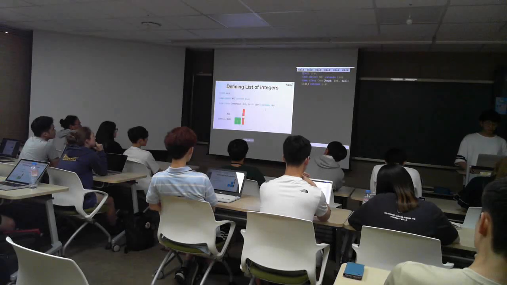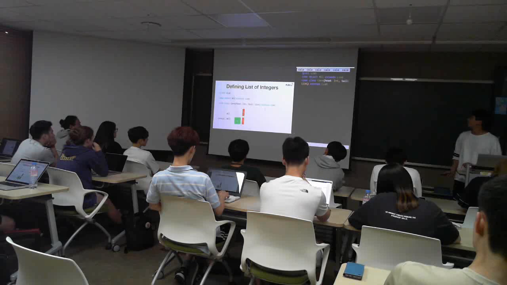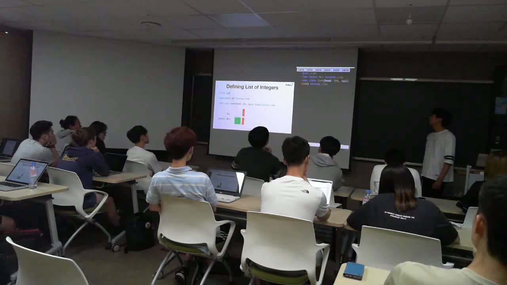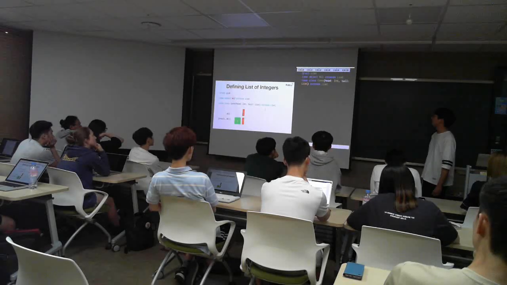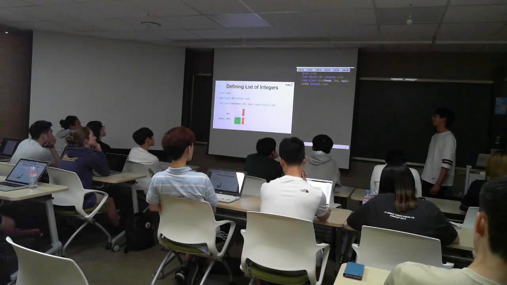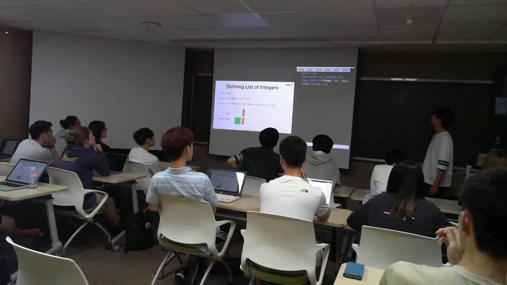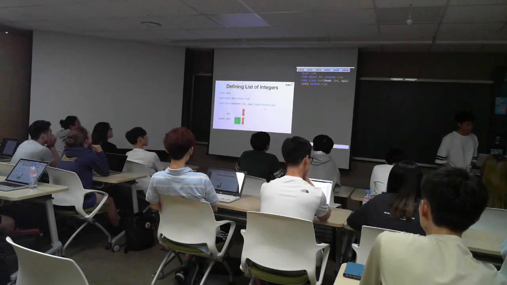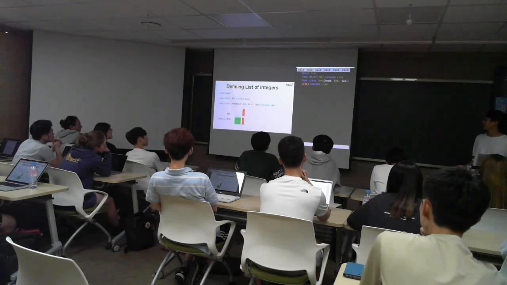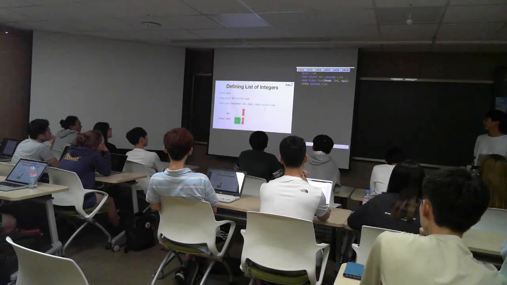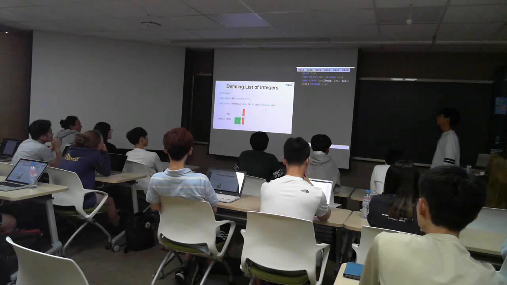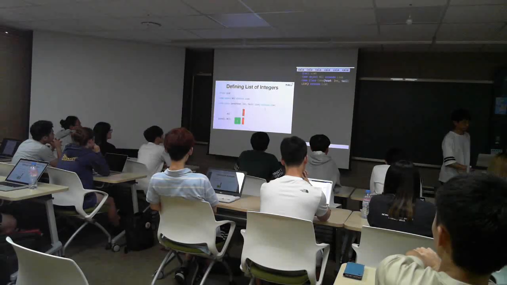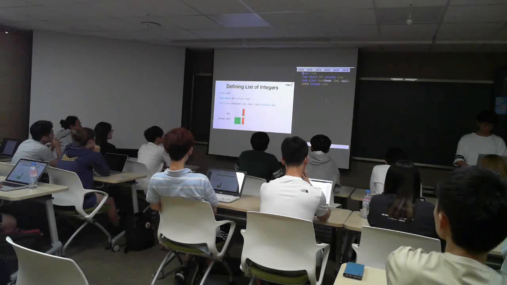So we can define the list in Scala like this. You already learned how to use trait and case classes, but case object will be new to you, so I will explain quickly. Nil is the empty list and Cons means pair. So Cons(1, Nil) means a pair of one and the empty list. So we can pass this definition.